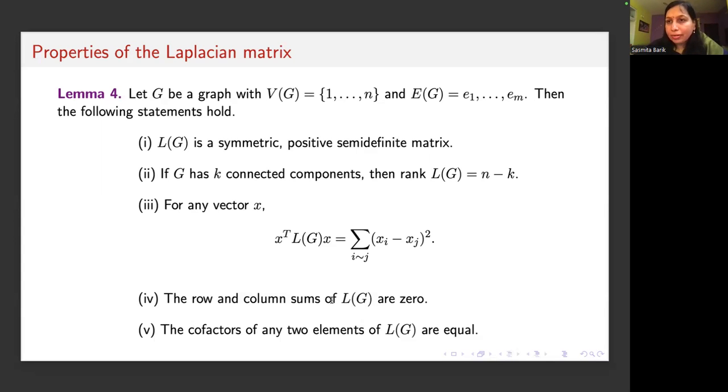This we have already observed, because diagonal entries are degrees and off diagonal entries are -1 if the corresponding vertices are adjacent. So this gives you the row sums, column sums are 0. And the cofactors of any two elements of LG will be equal. So this I'll prove, and this I'll prove. We'll see other things we already know.